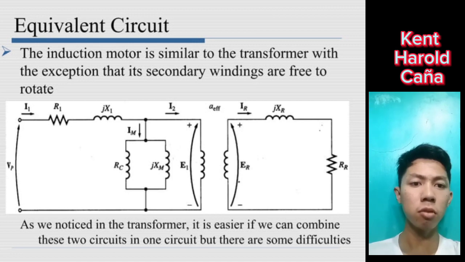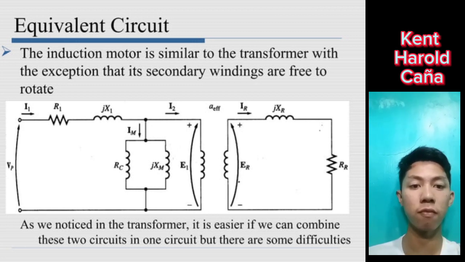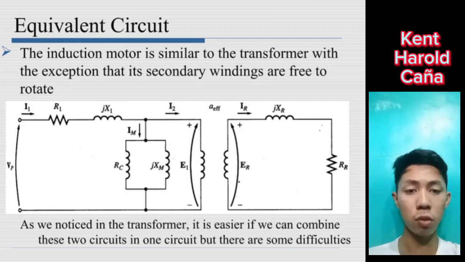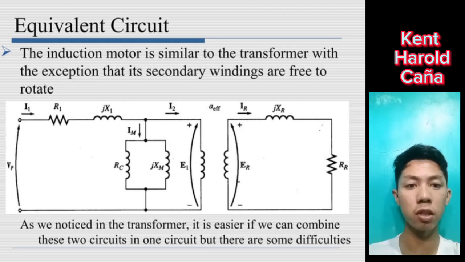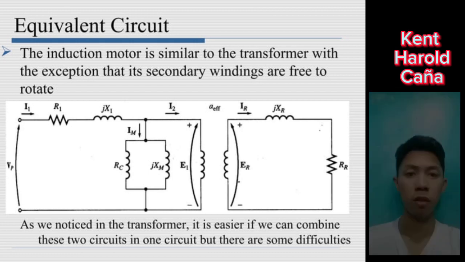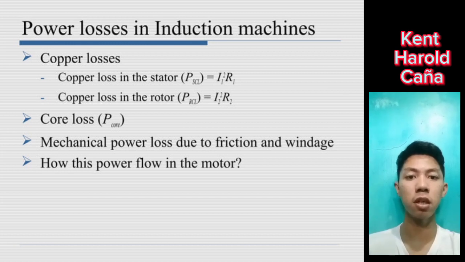The induction motor is similar to the transformer with the exception that its secondary windings are free to rotate. As we notice in the transformer, it is easier if we can combine these two circuits in one circuit, but there are some difficulties. Power losses in induction machines, emphasizing their impact on overall efficiency and performance within electrical systems.